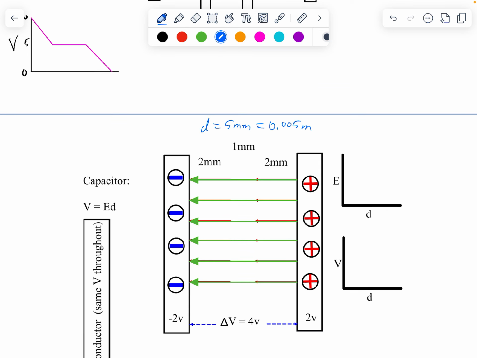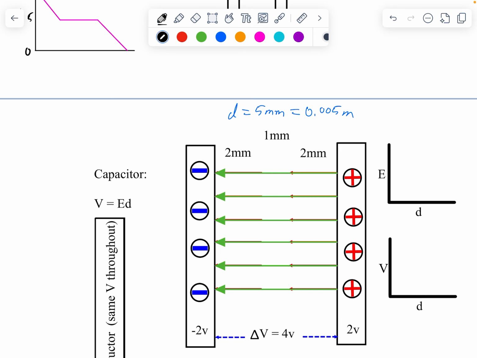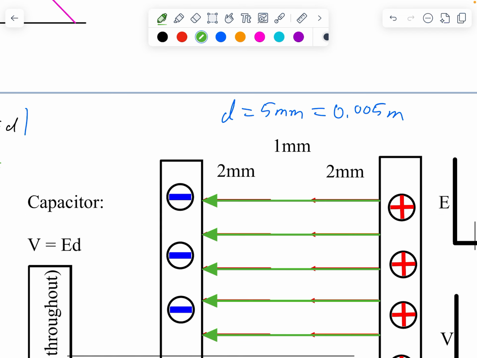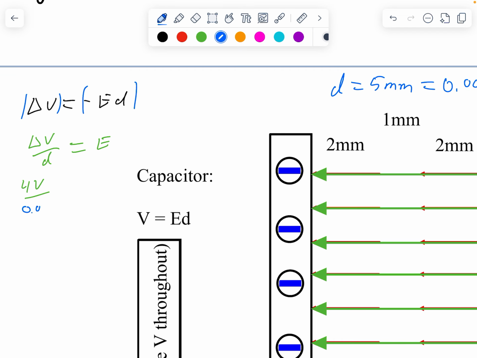From that, I can figure out the electric field. I'm still playing around with the idea that delta V is equal to the negative ED. I'm talking magnitudes here, so just how much voltage is across these plates. We know what it is. It's just a 4-volt change to go from one plate to the other. If I take the voltage divided by the separation of the plates, I can tell how strong the electric field is. I know which way it's pointing: to the left. My change in voltage is 4 volts, and my distance of separation is 0.005 meters. That's going to tell me my electric field strength.